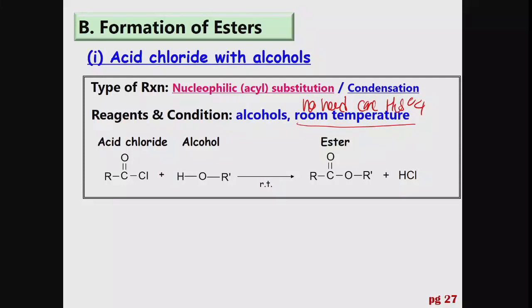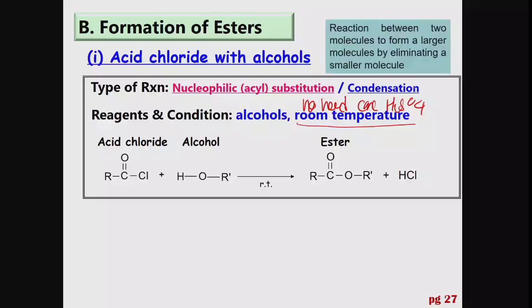And take note, this reaction, the formation of ester using acid chloride, is also a condensation reaction. Recall, what is a condensation reaction? Condensation means that you have two molecules, so acid chloride and alcohol. You join them together to give you a larger molecule, which is the ester. And in the process, you eliminate a smaller molecule, which is HCl. This is what it means by condensation.